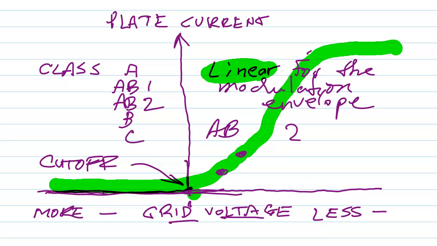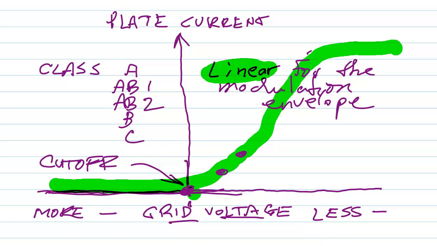Now, once in a while, you will also find a linear amplifier operating in class B. Class B is biased right at cutoff so that the input waveform is half and half. Half out of cutoff and half in. So as a result, you get kind of a half wave rectification of the RF waveform. But if you design a class B amplifier very, very carefully, you can still make it linear for the modulation envelope. So that's class B.